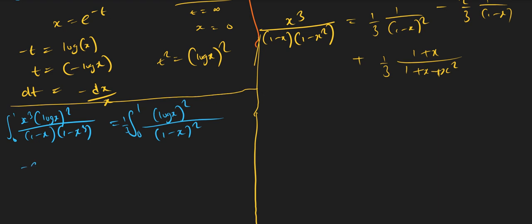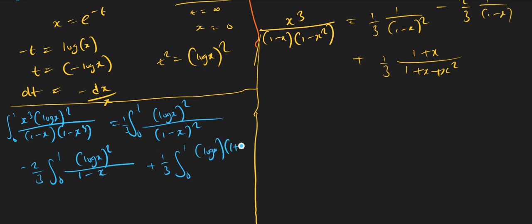Then you have minus 2/3 the integral from 0 to 1 of logarithm of x all squared, all divided by what? All divided by 1 minus x. Then plus 1/3 of the integral from 0 to 1 of logarithm of x multiplied by 1 plus x, all divided by 1 plus x to the second power. So there you have it. Now, how can we proceed from here?